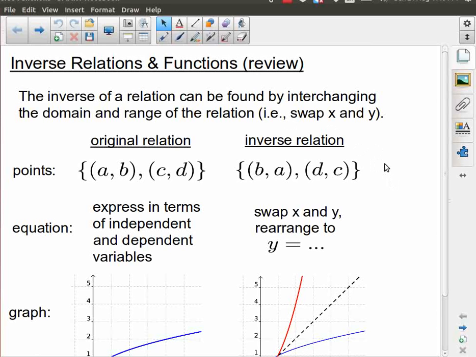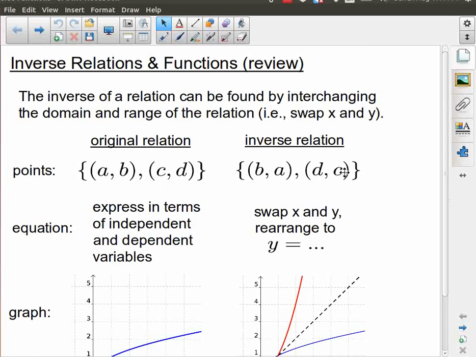When we talk about the inverse, the simplest conceptual way to do that is to just swap all elements of the domain and range. And you swap those directly if you have points. So in my first example here, I have a point AB, so the x coordinate is A and the y coordinate is B, and I have another point CD. So the way I find the inverse to that relation is I simply take my first point, I swap the x and y coordinates. I take my second point, I swap the x and y coordinates.